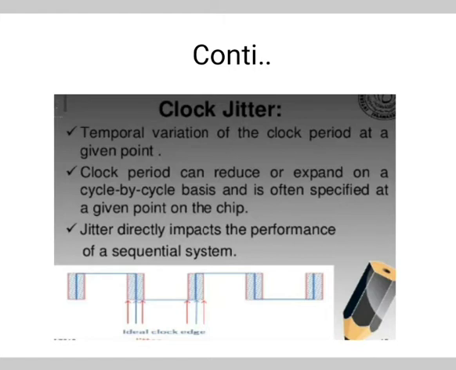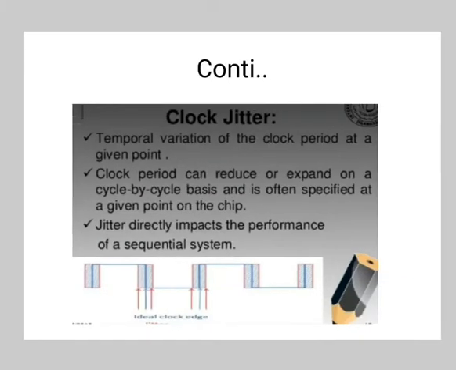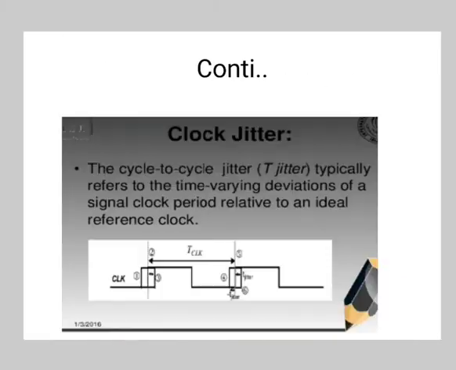Now here the diagram for the ideal clock edge is given. The cycle to cycle jitter, that is T jitter, typically refers to the time varying deviations of a signal clock period relative to an ideal reference clock. So a diagram for this is given.